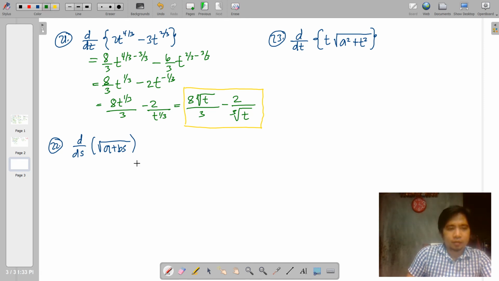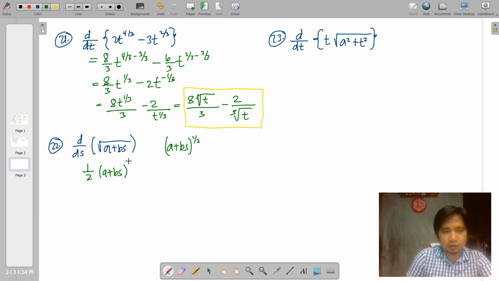Next, we have here another power formula, because the square root of a plus bx is just equal to this. So again, we bring down that 1/2. Copy a plus bx, subtract one, and derive the inner term. So the first term will yield 0, and the second term will yield b.